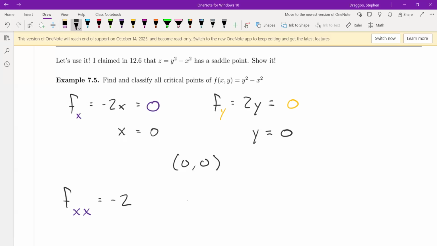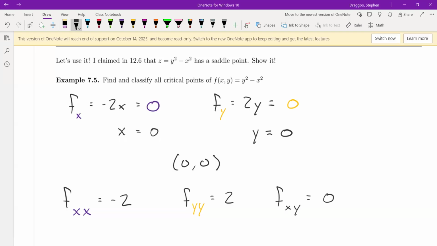I'm gonna need my second order y partial, or fyy, which looks like it's +2. And then also, I'm going to need my mixed second order partial derivative term, fxy. Doesn't matter which derivative I go to do the other one on, whether I start from fx or start from fy. If I do the opposite derivative, I get 0 in either case. 2x partial y is 0, and 2y partial x is 0.